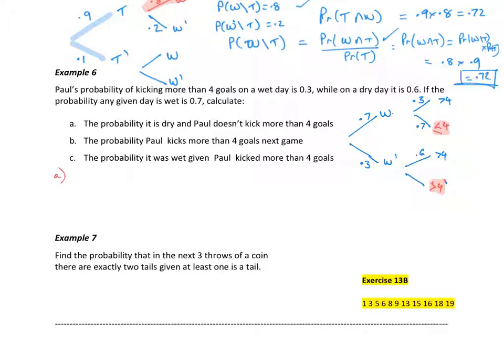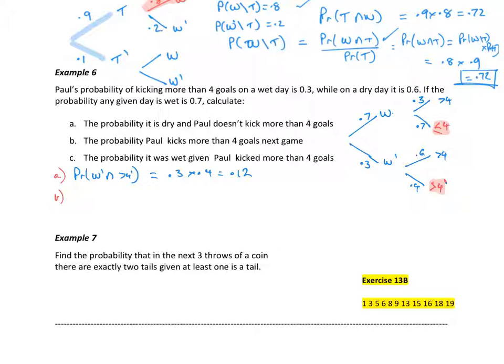All right, A. The probability it is dry and Paul doesn't kick more than 4. So the probability of not wet and doesn't kick more than 4. So find that on my tree diagram. Equals 0.3 times, oops, I forgot to fill that in, 0.4, which is equal to 0.12.